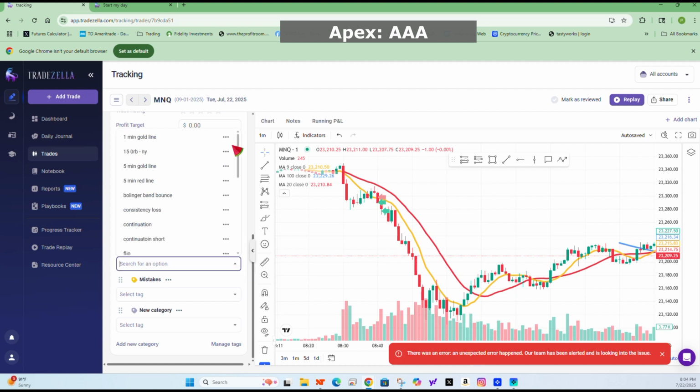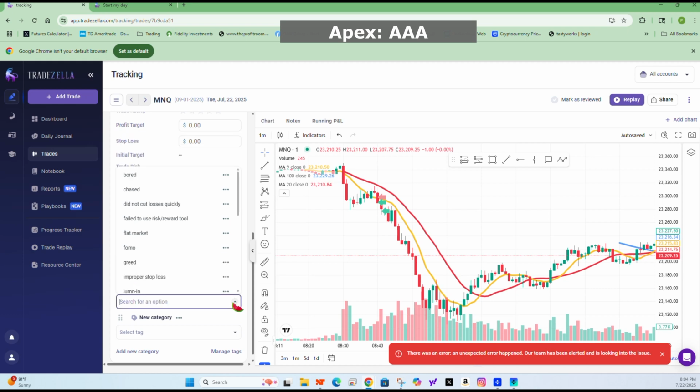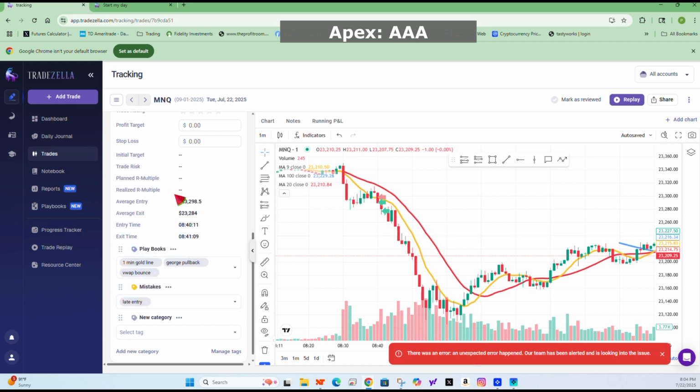So in terms of the playbook, this was 3 different playbooks. 1 minute gold line, shout out to Bob Anderson. George pullback, that's the 20 moving average. The 1 minute gold line, that's the non-EMA. And what else did I have? The VWAP bounce. So it was all of that. So that was a lot of confluence. I don't really think I had any mistakes. I mean, maybe I had a slightly delayed entry, but given the fact that I'm market-ing in, I don't think it was really that bad.